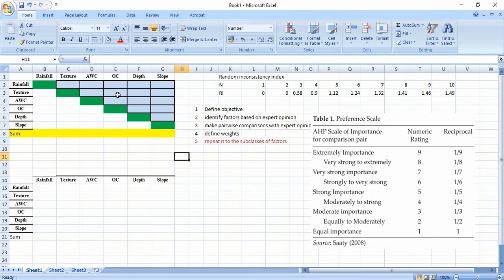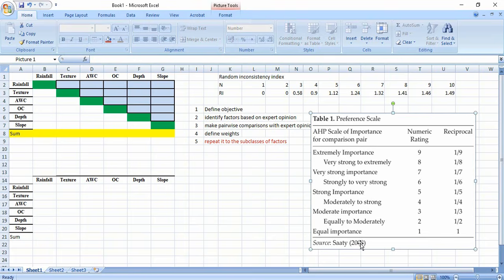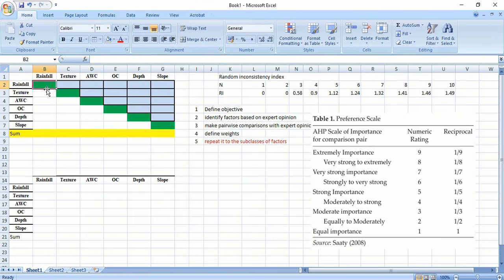So this comparison will be based on this table of Saaty. So see, rainfall and rainfall, since we are comparing the same, so it will be 1 by default. Similarly texture to texture will be 1, so I am writing 1 here in the diagonal. And then now suppose rainfall and texture, so you have to compare only one pair independent of others.